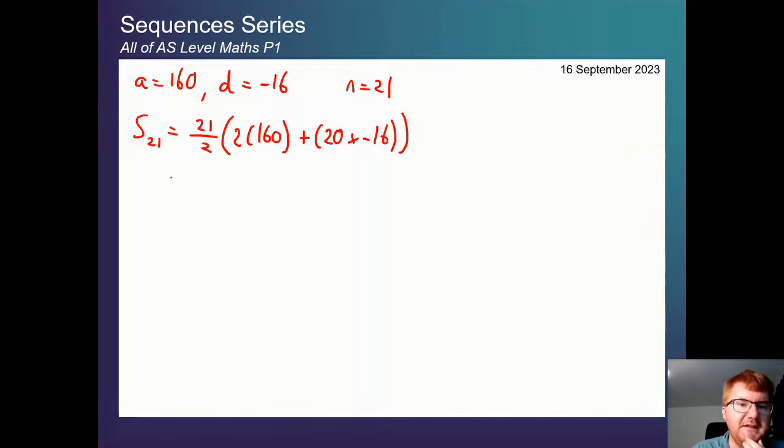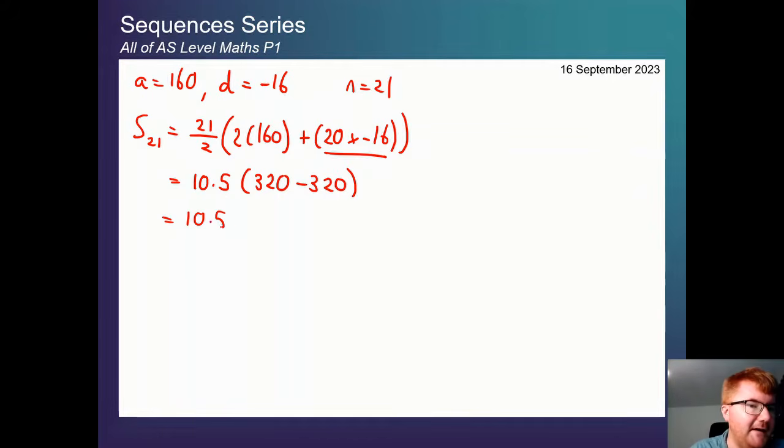Again, you could simplify this down if you so wished, or you can just cancel. So you've got 10.5 here, and 320. This is helpful. So 20 times minus 16, and if we work that out, that's minus 320. So that means we're going to get 10.5 times 0, and anything times 0 is equal to 0. So after all that effort for those 6 marks, the answer is just 0. That's what it was at the end.